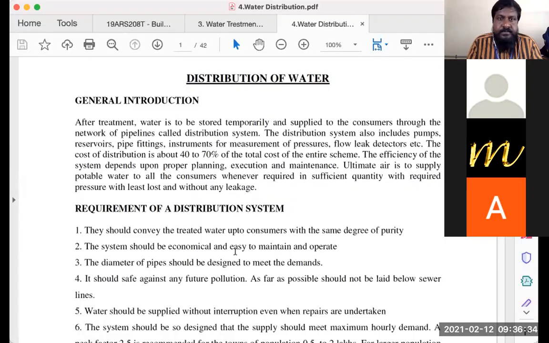So water distribution, as I said, the treatment process happens, and after the treatment process, guys, you're able to see the screen, guys? No, sir. No, sir. When did it stop? Now, sir. Okay, okay. Okay, fine. Yeah.